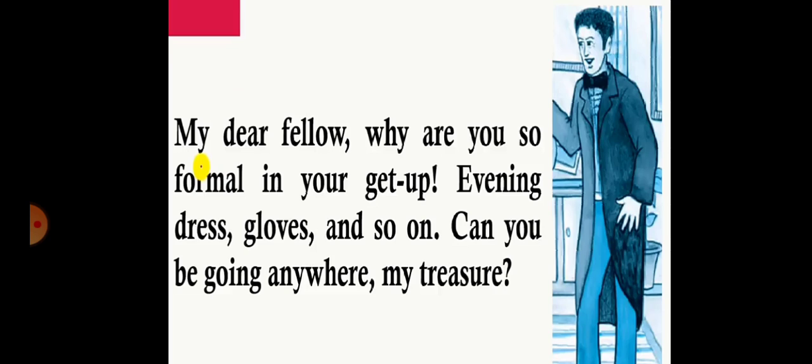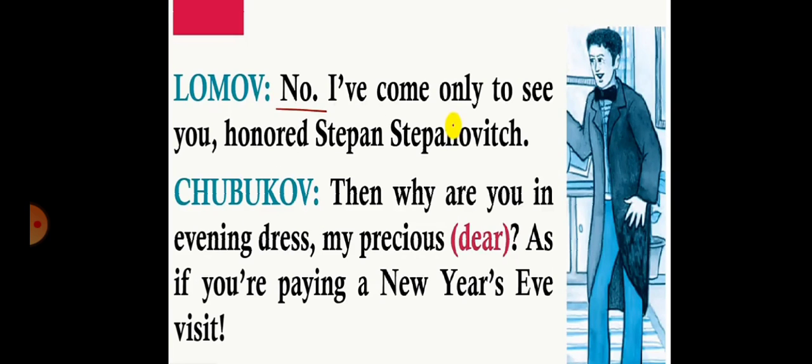Chubukov: My dear fellow, why are you in formal get-up, evening dress, gloves, and so on? Can you be going anywhere, my treasure? Lomov: No, I have only come to see you, Stepan Stepanovich. Chubukov: Then why are you in evening dress, my precious? As if you are paying a New Year's Eve visit. So Chubukov is asking Lomov why he came over in such a beautiful dress, as if it were New Year's Eve.